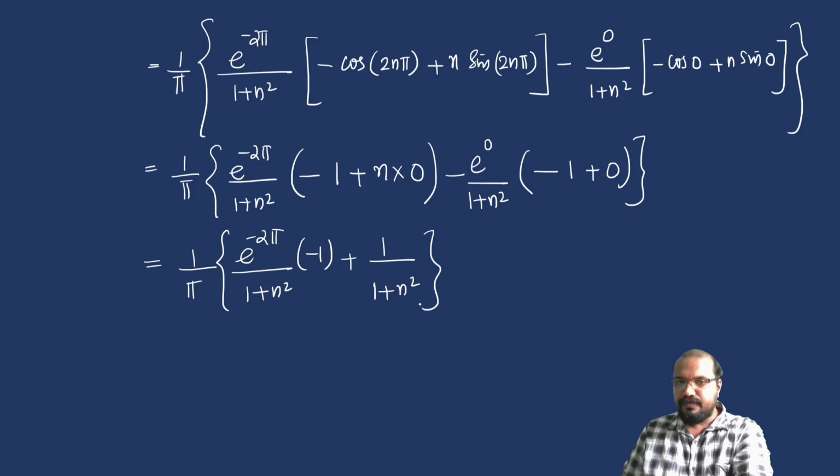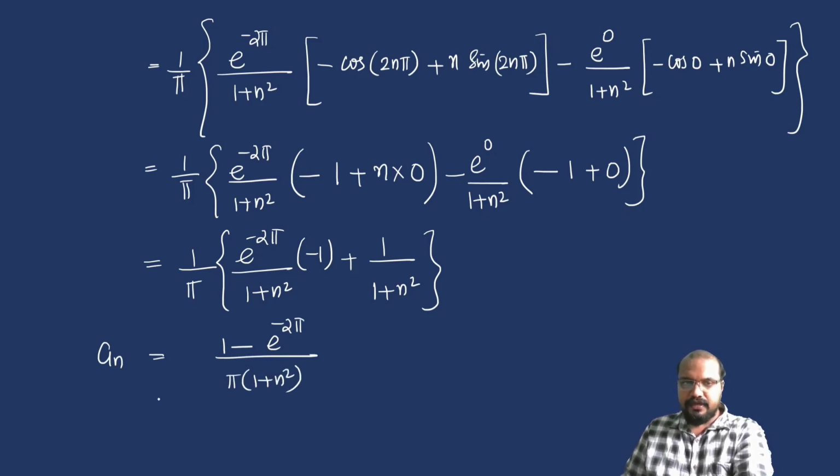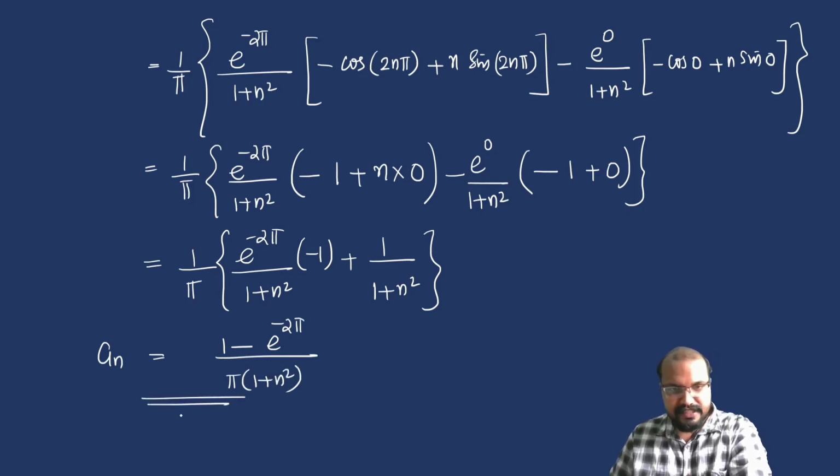1 by pi is common for all. Therefore, this is the answer. An is equal to 1 minus e raised to minus 2 pi divided by pi into 1 plus n square will be our an, isn't it?